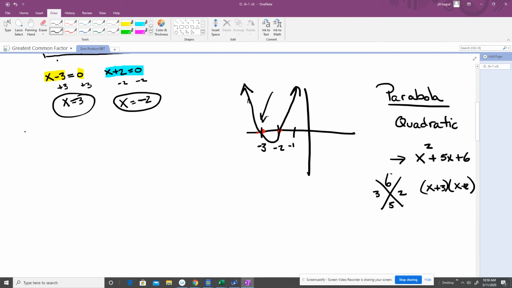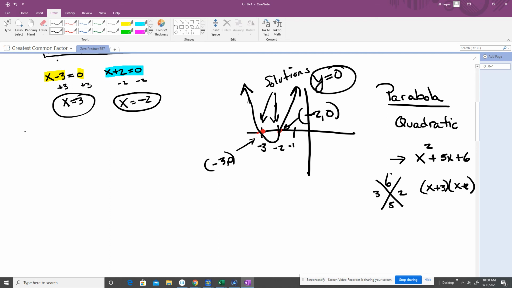These right here are my solutions. What is always going to happen at those points is that the y value in my equation is always going to be equal to 0. So this point right here is -3, 0, and this point right here is -2, 0.